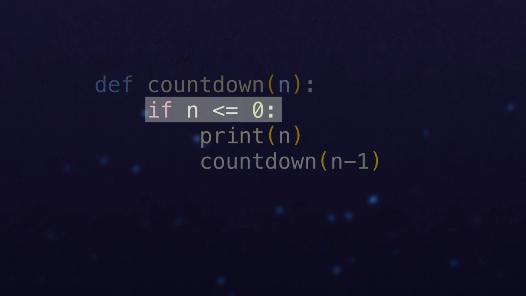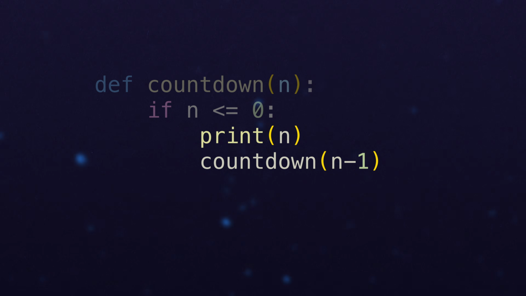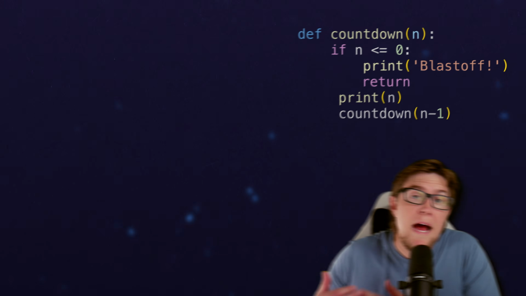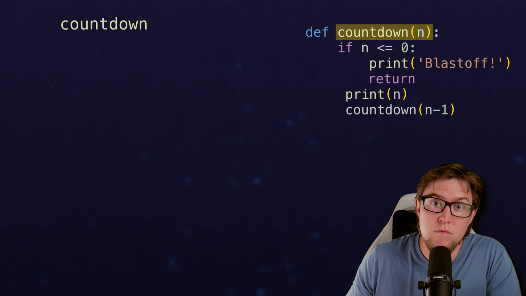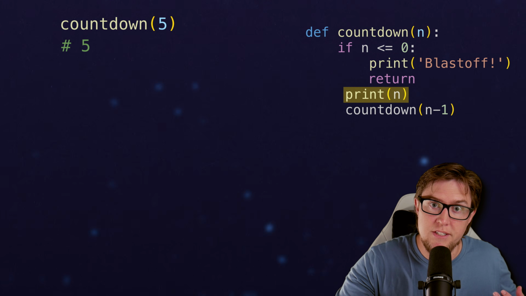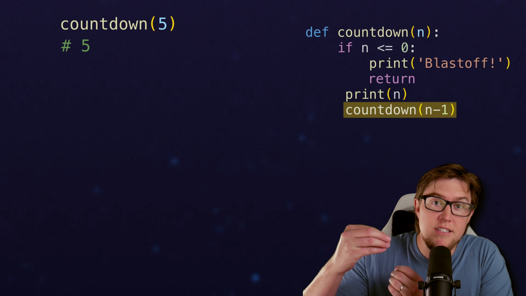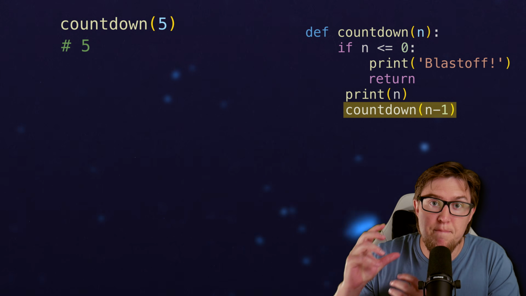Let's add an if statement to the top of the countdown function. If n is less than or equal to 0, instead of printing n and recursing again with n-1, we'll just print the words blast off to the console and return immediately, again stopping the recursion. So what happens now if we call countdown with n of 5? First, 5 is printed, then we call countdown again, and that's because 5 is greater than 0, so we're not going to trigger that base case.